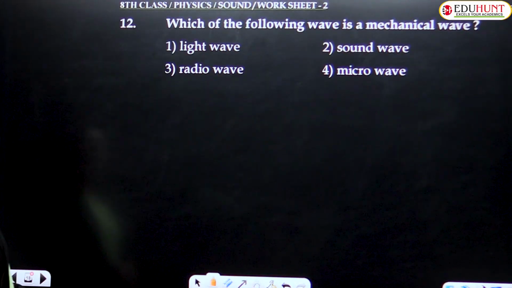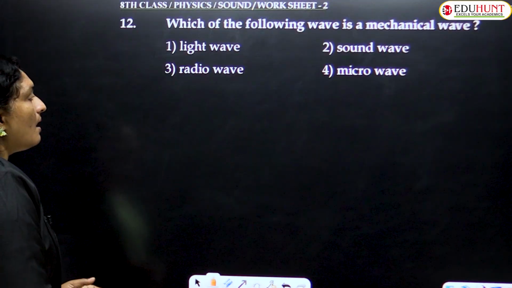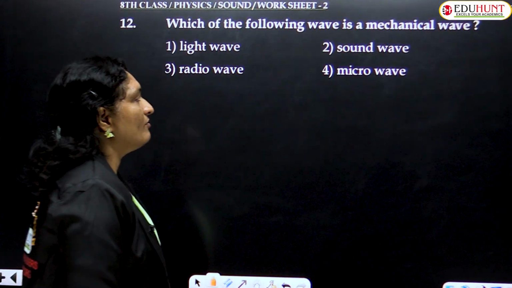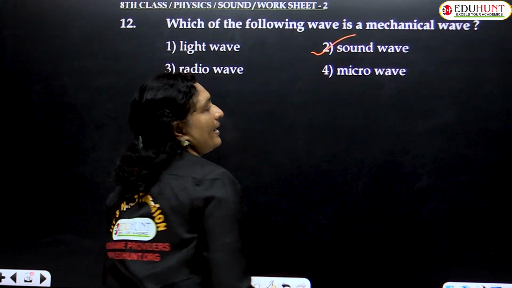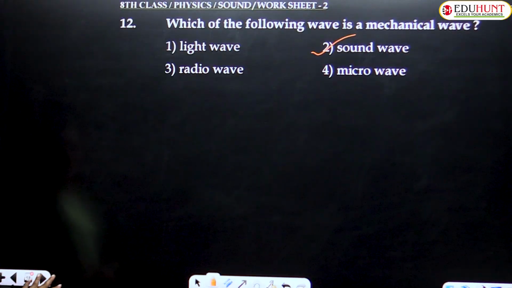So now moving to the next question, question number 12. Which of the following waves is a mechanical wave? Obviously sound wave, light wave, radio wave, microwave all come under the electromagnetic wave, whereas the sound wave is a mechanical wave. So option number 2 must be true.